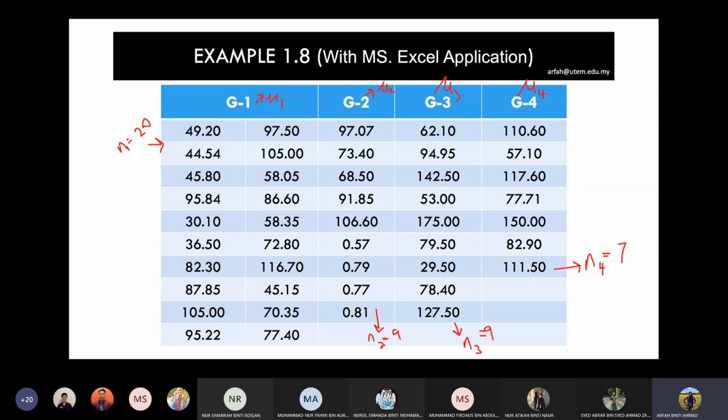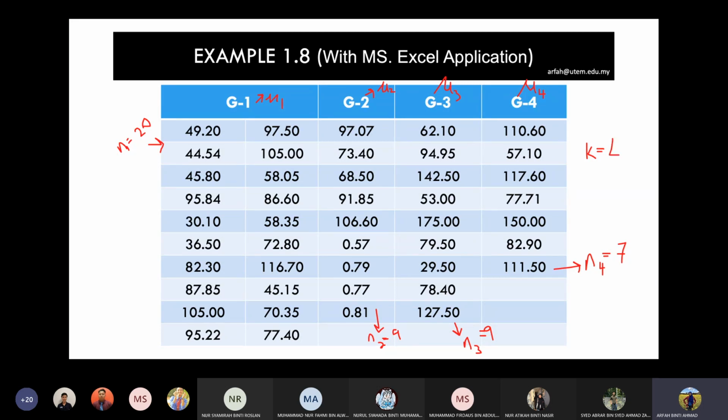Okay. So K sama dengan berapa dalam contoh ni? K equal to what? K berapa? Or anyone? Berapa? Saya tak tahu. Senang jawapan kau. Bagi 4. Betul Irsyad. K sama dengan 4.